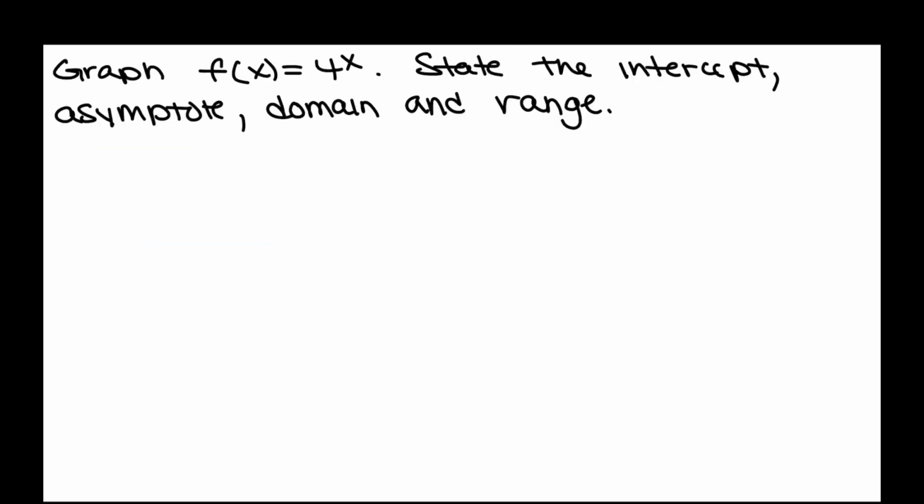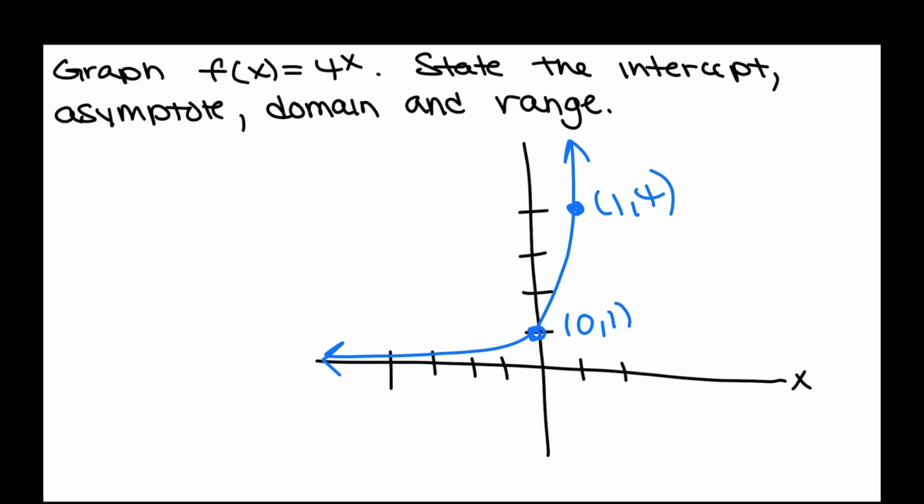So let's do another one. Let's graph f of x equals 4 to the x. State the intercept, asymptote, domain, and range. So for this function, the intercept is going to be 0, 1. The intercept of these exponential functions is always at 0, 1. If I don't remember that, just plug 0 in for x. 4 to the 0 is 1.